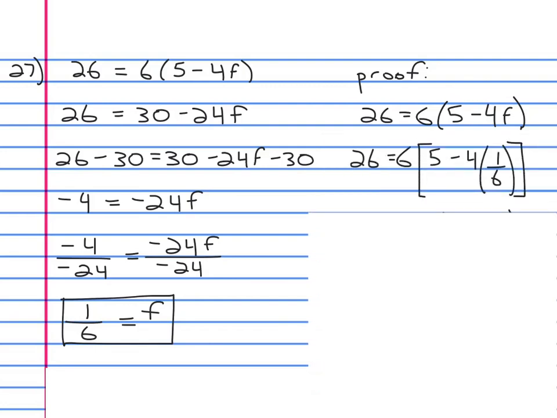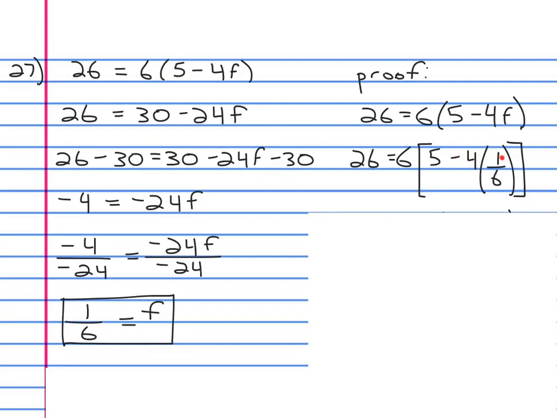So we say 26 still. The 6 comes down as the multiplier outside, but then these parentheses become brackets. Notice that they're tall, just like these parentheses are tall, 2 lines tall. Why is that? Because we've got a fraction here. We need a space for a numerator and a denominator. Okay? So we substitute in 1/6 for f. And now when we multiply this together, we can get rid of the parentheses, and we'll be back to these brackets turning back into parentheses.